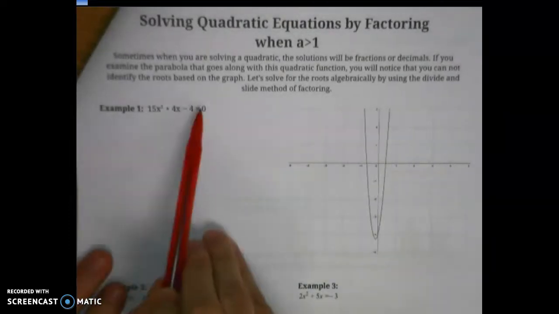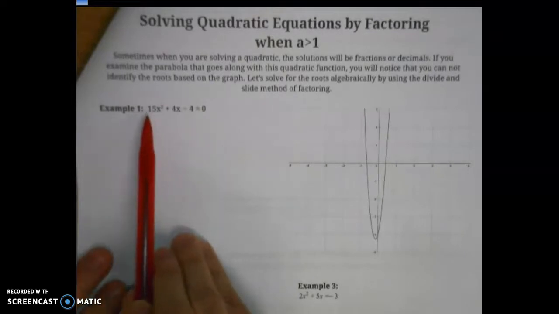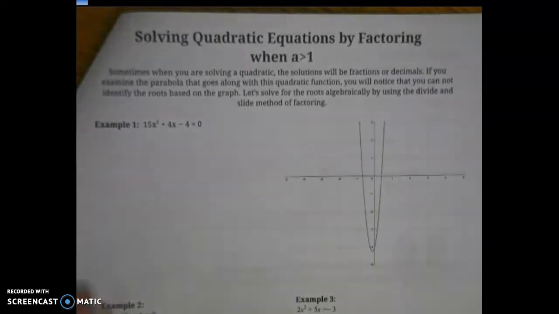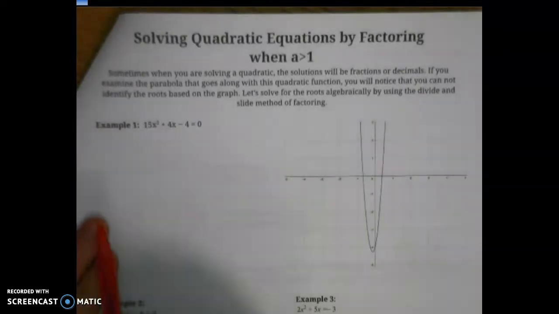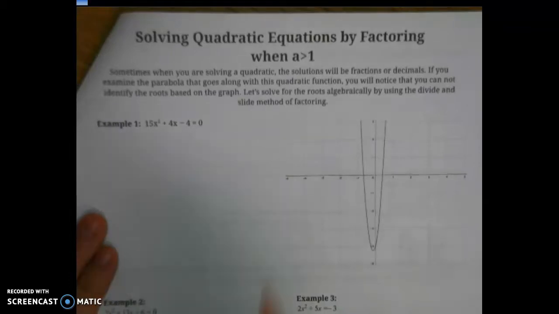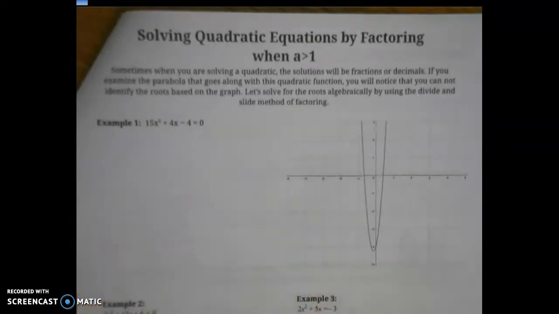So you first look for a GCF of your terms, and 15, 4, and -4 don't have a GCF, so I can't factor out a GCF. Is it a binomial or a trinomial? If it's a binomial, I would do difference of two squares. If it's a trinomial, I would have to do my factor sum table. If it's a trinomial, since a is greater than 1, I'm going to use that divide and slide method.